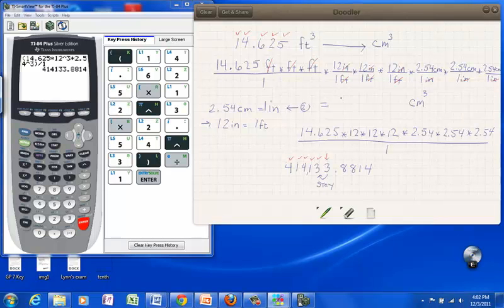So I'm going to have an answer of 414,000. 1, 3, that's my last significant digit. So that 0 is a placeholder, so that stays the same magnitude. And there's my final answer with 5 significant digits.